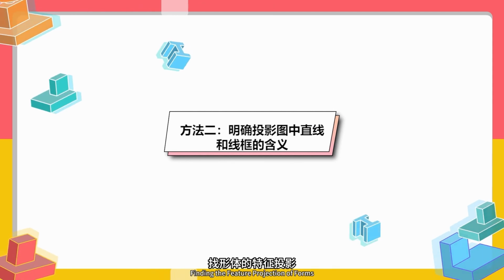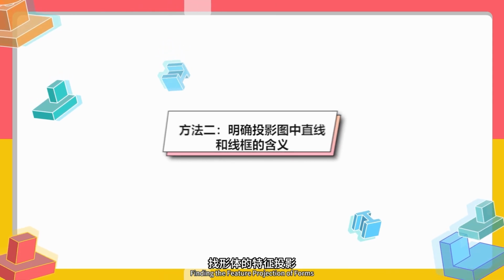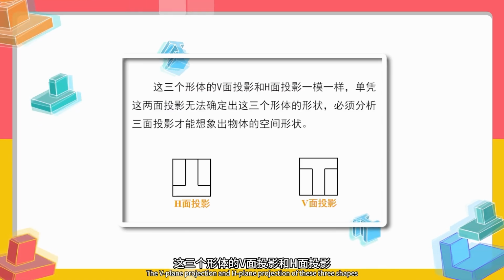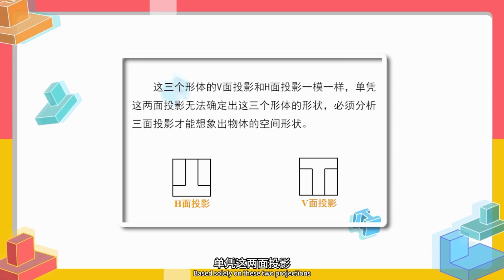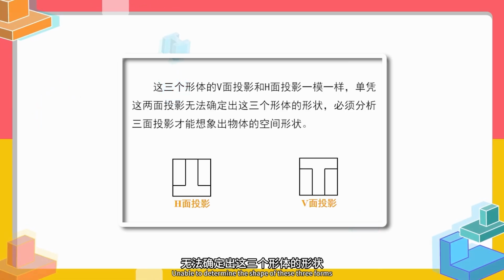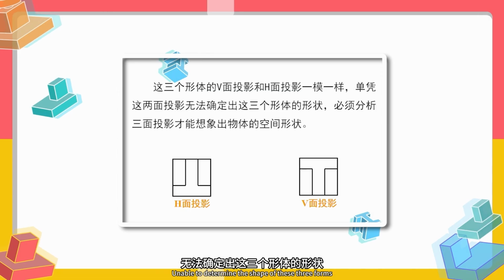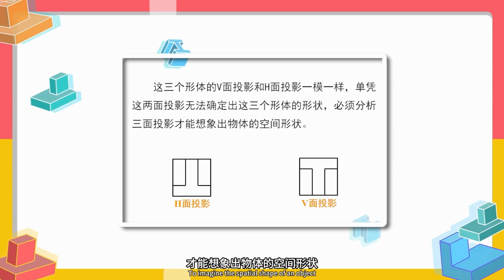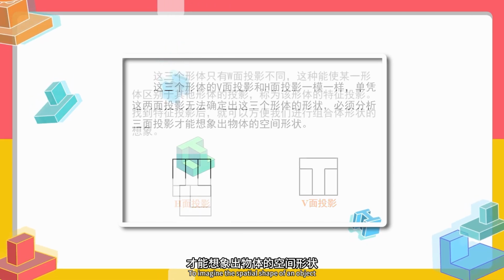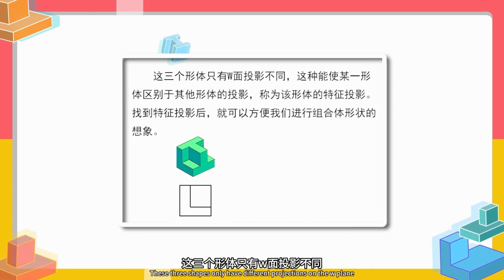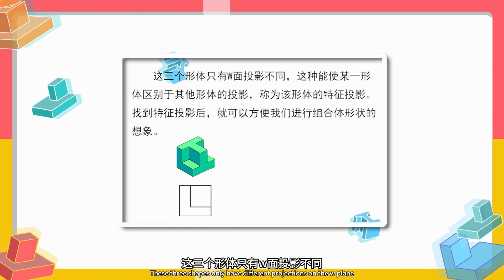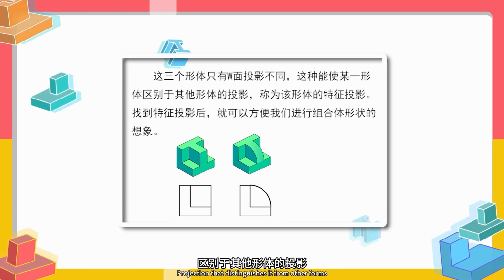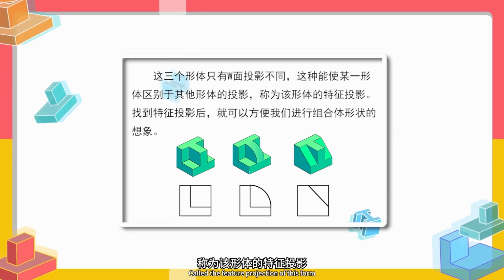Method 1. Finding the feature projection of forms. The V-plane projection and H-plane projection of these 3 shapes are exactly the same. Based solely on these 2 projections, we are unable to determine the shape of these 3 forms; we must analyze the 3-sided projection to imagine the spatial shape of an object. These 3 shapes only have different projections on the W-plane. This projection distinguishes a form from other forms, and is called the feature projection of this form.